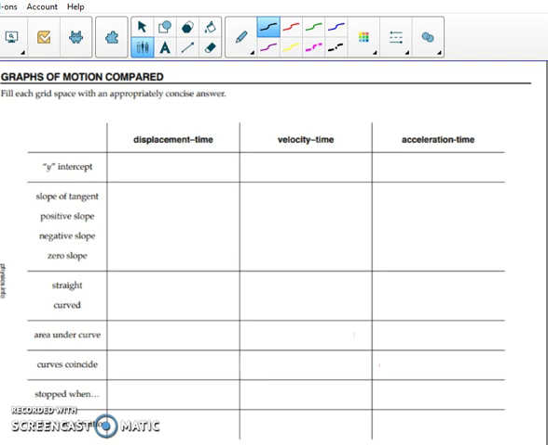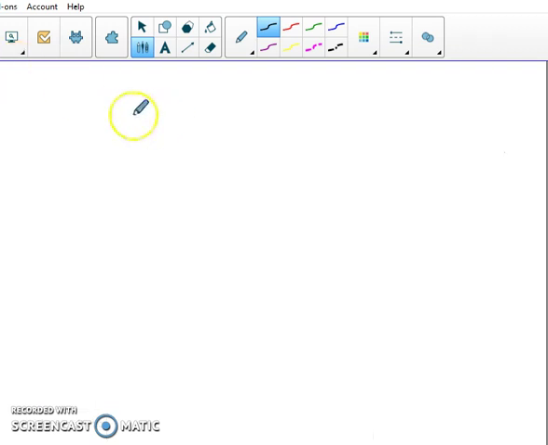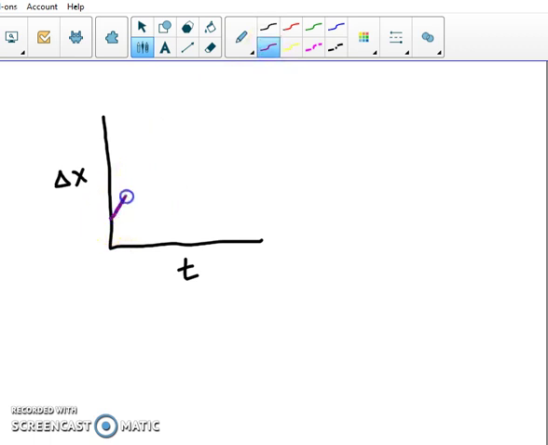So let's start off with displacement. A displacement versus time graph is going to look like this, where you're going to have some position over time, and you're going to have a graph that looks something like that.